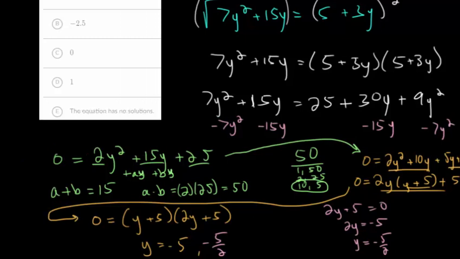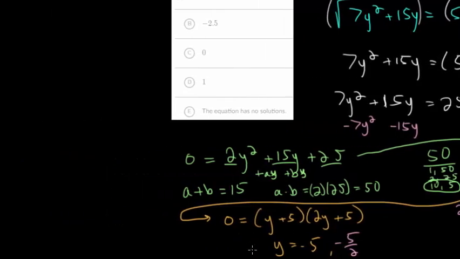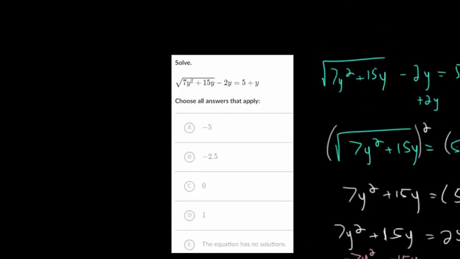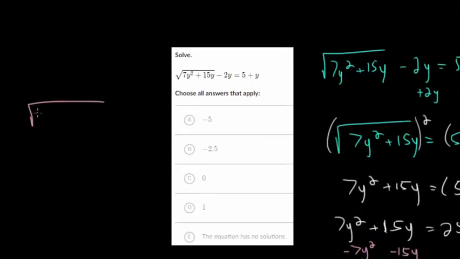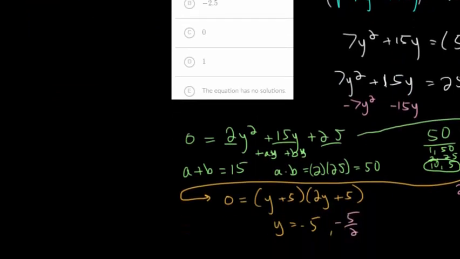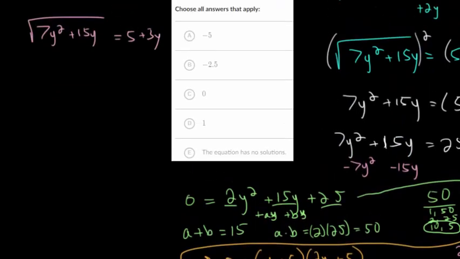So we're going to have to plug it back into the original equation. And let me rewrite that. So it's square root of 7y squared plus 15y, minus 2y, but honestly, let's just move that to the other side. So you get 5 plus 3y. And those two solutions we got, negative 5 and minus 5 halves, we'll check those.